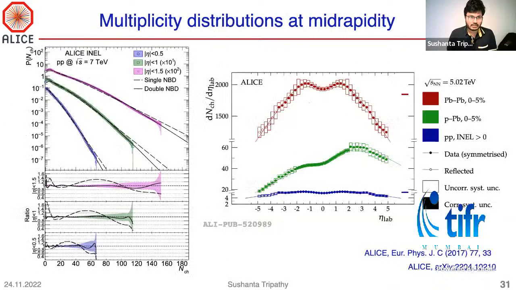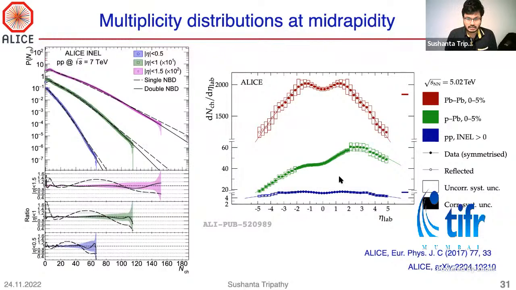Okay, so then going to the multiplicity distributions at mid rapidity. In the left-hand side plot, we have the multiplicity distribution in different rapidity ranges, from -0.5 to 0.5, -1 to 1, and -1.5 to 1.5, for pp collisions at 7 TeV. They have been fitted with negative binomial distributions. You can see in these ratios that the fitting looks consistent, apart from very low charge.